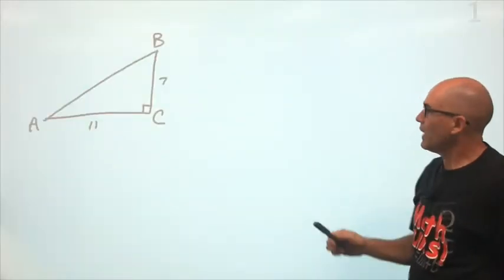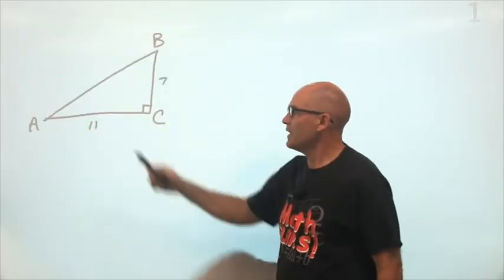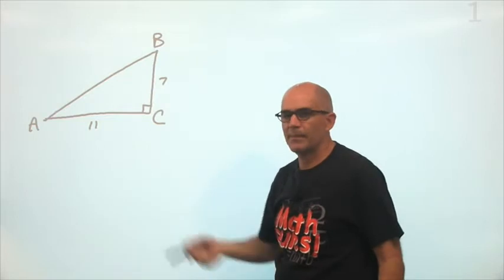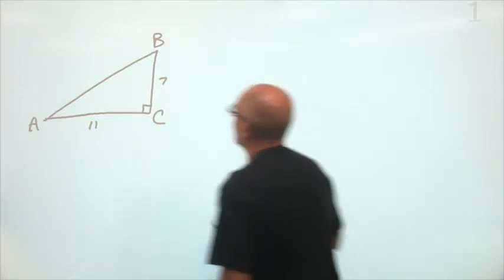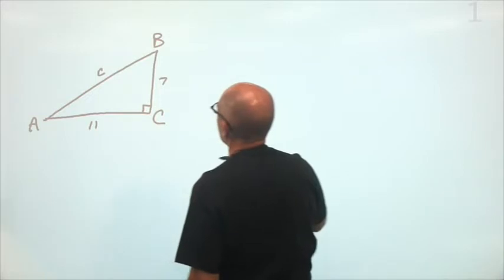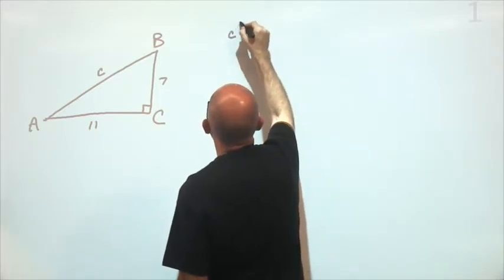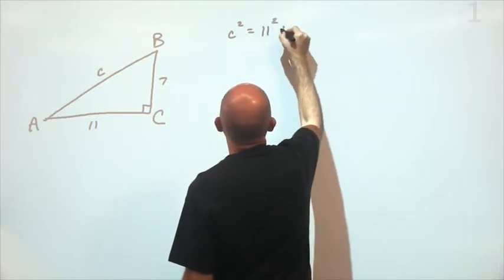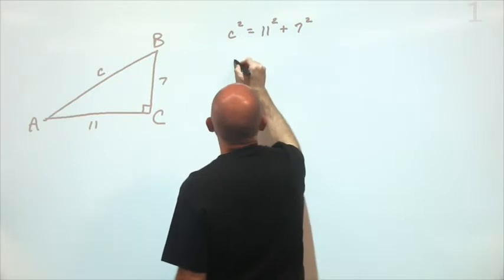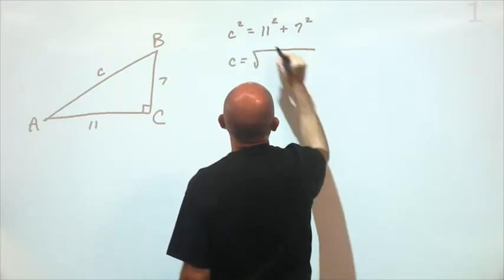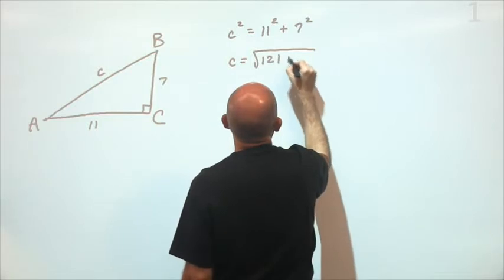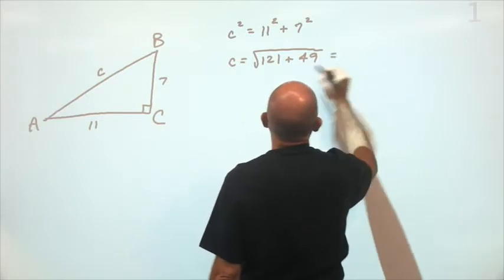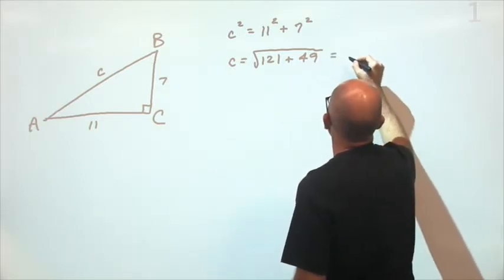Okay, this time we have a right triangle with two sides and no angles. So clearly, to get the third side, we use the Pythagorean theorem. So that means I'm looking for side C. So C squared equals A squared plus B squared. So that means C equals the square root of 11 squared, which is 121, plus 7 squared, which is 49. So C equals the square root of 170.